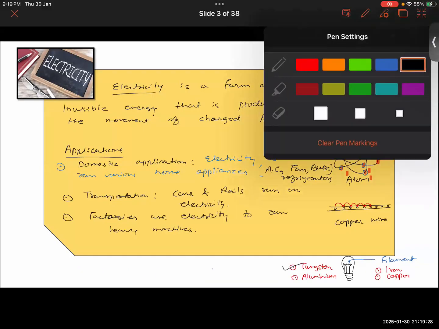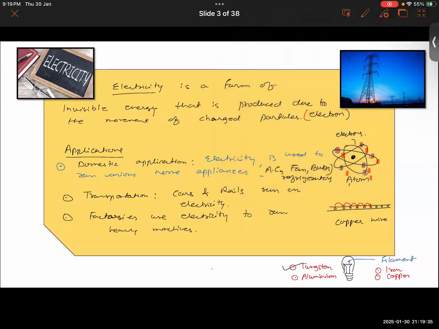Good. So in the chapter electricity and its circuits, we have discussed that electricity is basically a form of invisible energy, the one that you cannot see. It is produced due to the movement of charged particles. Some charged particles flow, and because of which electricity is generated. It is used to run various home appliances, like air conditioners, fans, bulbs, etc.